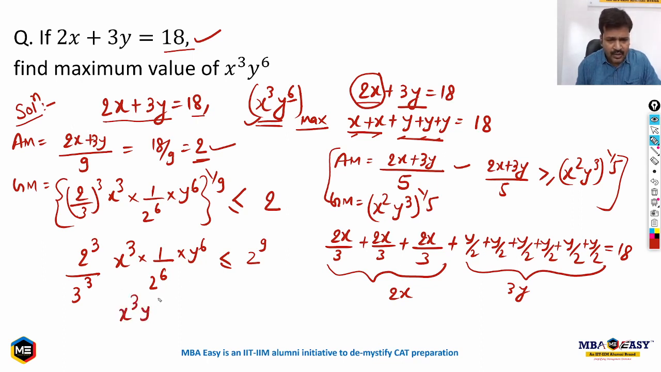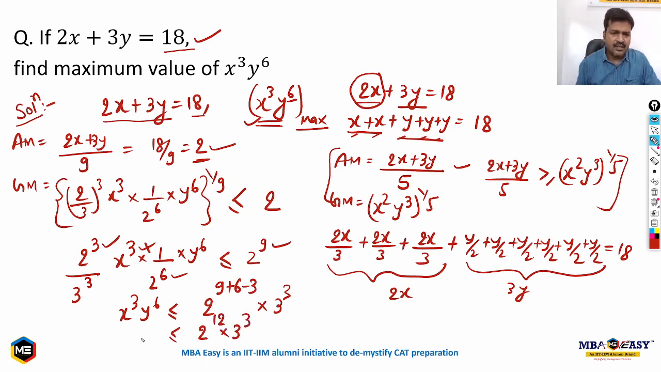cube into y^6 is less than or equal to, you take everything to the right hand side. So it will be 2^9 and 2^6, 2^15 minus this. See, this 9 and 6 will add up, so 2^15, and this 3 will be subtracted, not this 3. So it will be 2^(9+6-3). And then you have 3^3, which is less than or equal to 2^12 into 3^3. Right. So this is your x^3 into y^6.